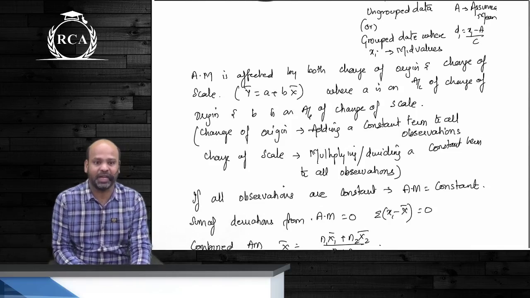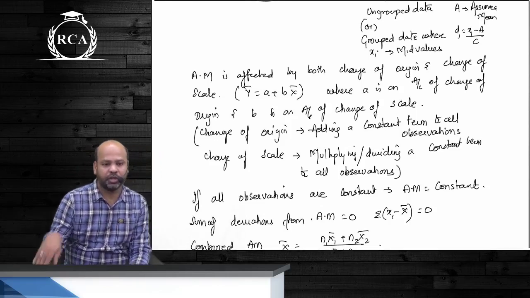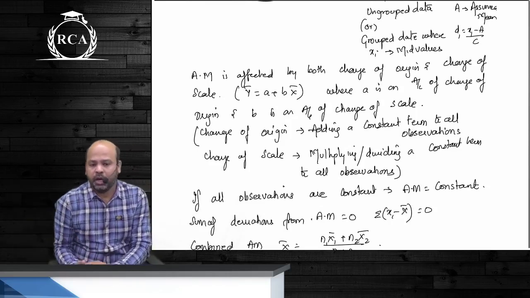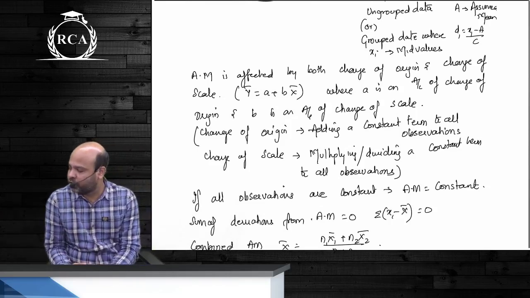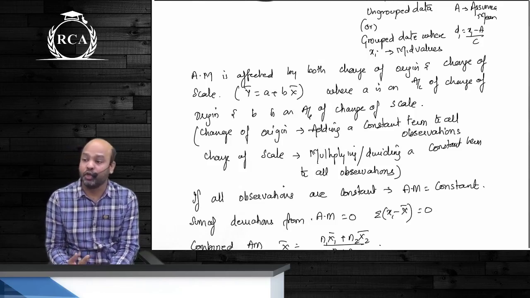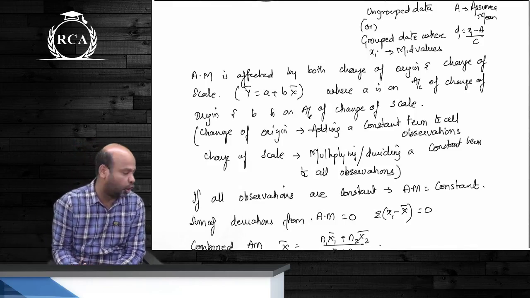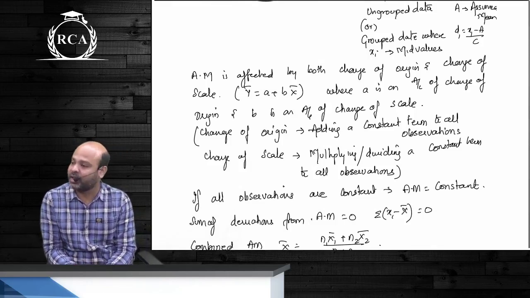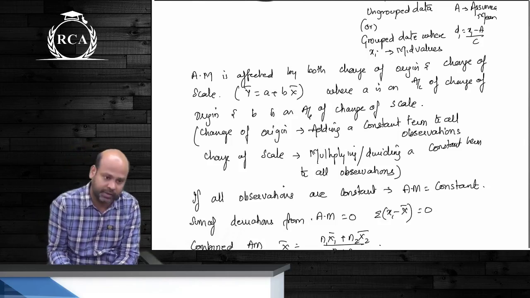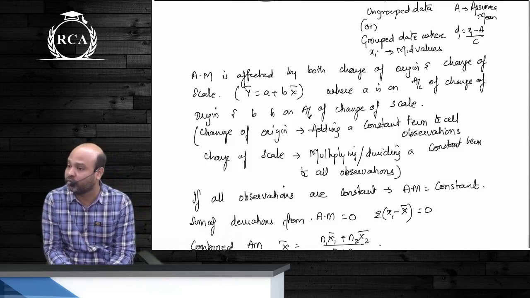Next, arithmetic mean is affected by both change of origin and change of scale. Change of origin is where you add a constant value to all the observations. Change of scale is where you multiply a constant value to all the observations. So that relation is given as y is equal to a plus bx. So if you know x bar, you simply substitute in this equation and compute y bar.